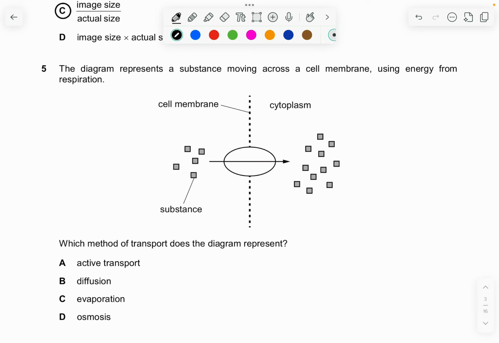Question 5. The diagram represents a substance moving across a cell membrane using energy from respiration. This is the keyword, which really tells you this is active transport, because active transport is the only form of cell membrane transport that actually uses energy from respiration to move something across. And if you can't get this point, you can see that there is a lower concentration here and more concentration here. So it's moving against the concentration gradient, and there is a protein carrier. So there are a lot of hints here that tell you this is active transport.